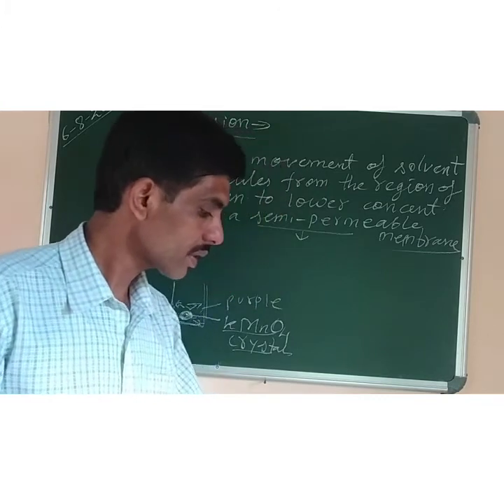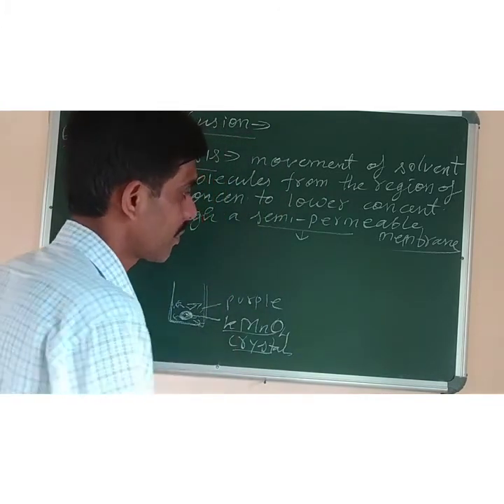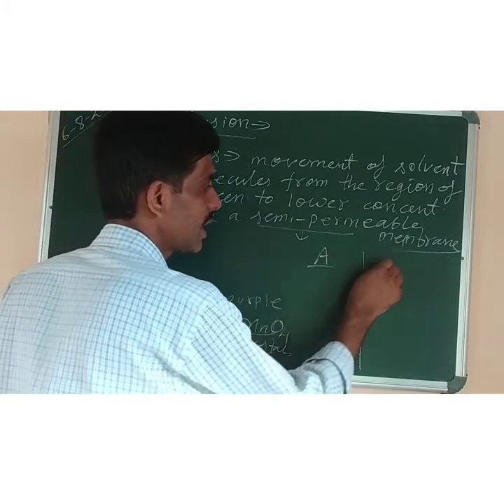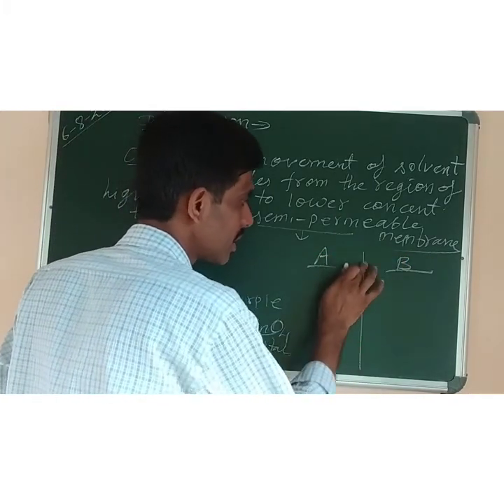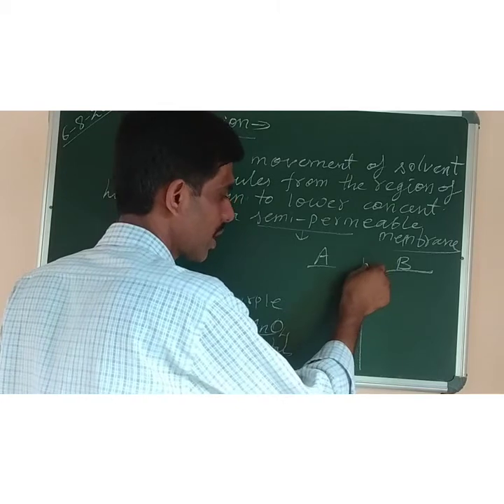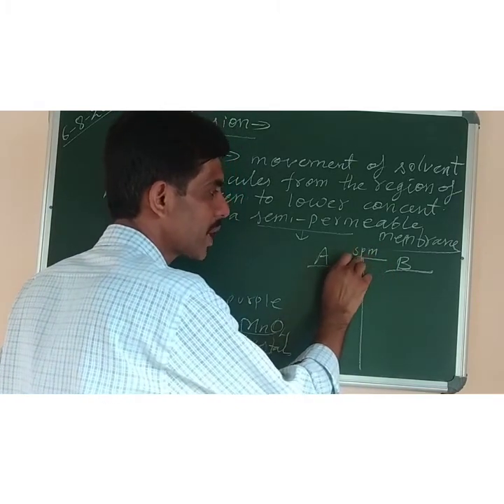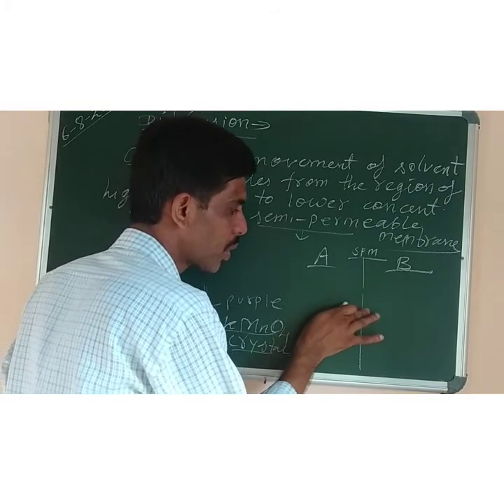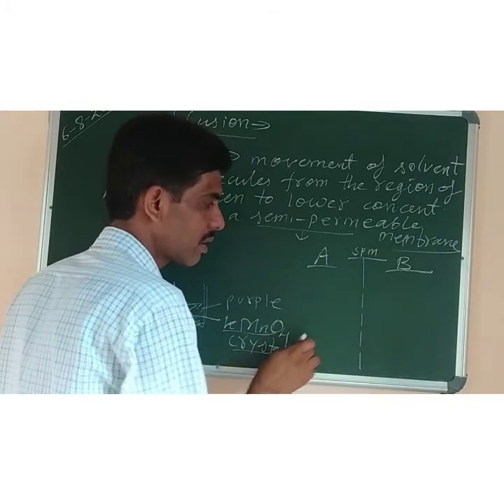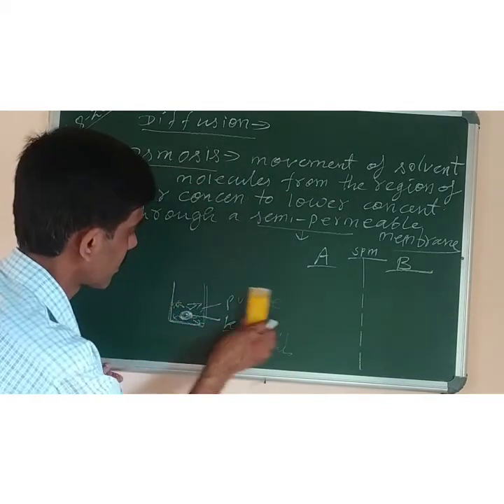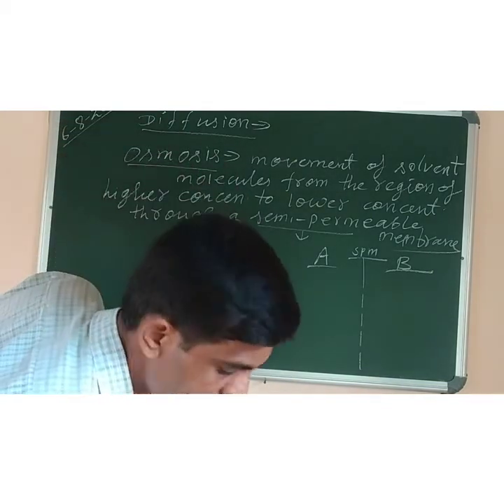Okay? Now I will give you one example of osmosis, the process of osmosis. Suppose this is side A, this one is B. This is a semi-permeable membrane. I have drawn a line, SPM. SPM means semi-permeable membrane. It has tiny pores in it. Okay, understood now?